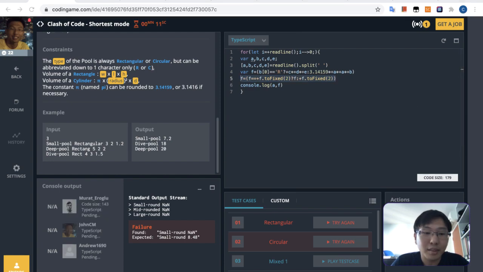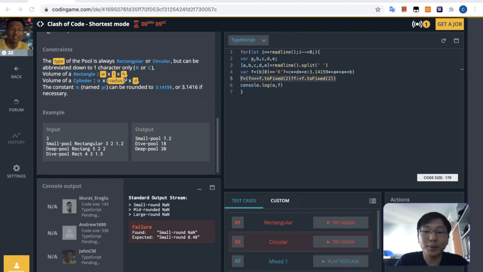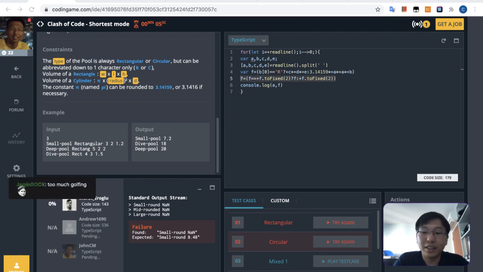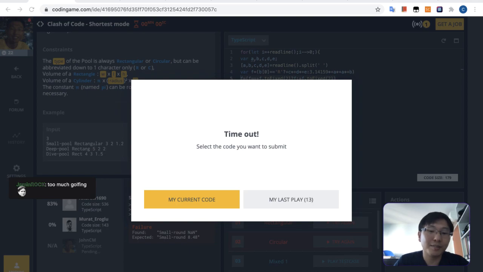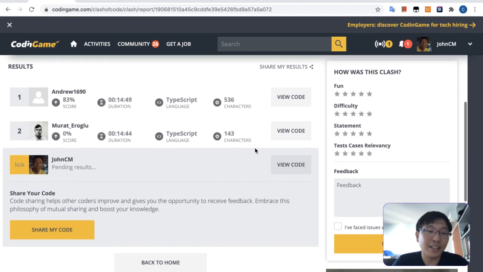Yeah. I don't think this is a Clash that is suitable for TypeScript. I think if we were to use JavaScript for this, it will be better. Oh well. Looks like I don't think I'll get any of them right.